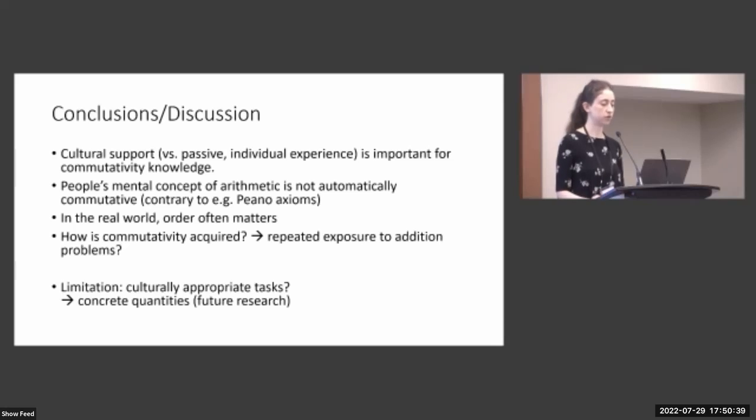So for some conclusions, we see that cultural support, as opposed to passive individual experience, is important for commutativity knowledge. People's mental concept of arithmetic is not automatically commutative, contrary to in the Peano axioms, for example. And this makes sense because in the real world, order often matters. So not everything is combining two piles of pebbles. Say you put a bunch of fragile objects on the floor first and then added rocks on top, that would definitely make a difference to the outcome. So sometimes order matters, sometimes it doesn't in the real world.